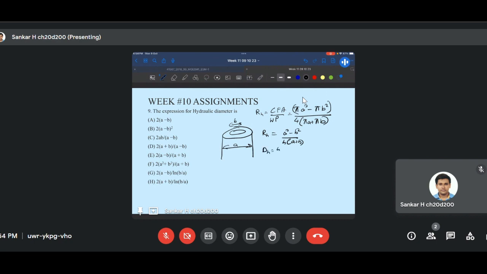So hydraulic diameter is 4 times the hydraulic radius, which is a square minus b square by a plus b, and this will come out to a plus b times a minus b divided by a plus b, which will in fact be equal to a minus b. Now I think there is some mistake in the question here as well, because the correct answer is just a minus b, and the answer that best matches our result is 2 times a minus b. So I think we have to go for that answer as whatever we see.